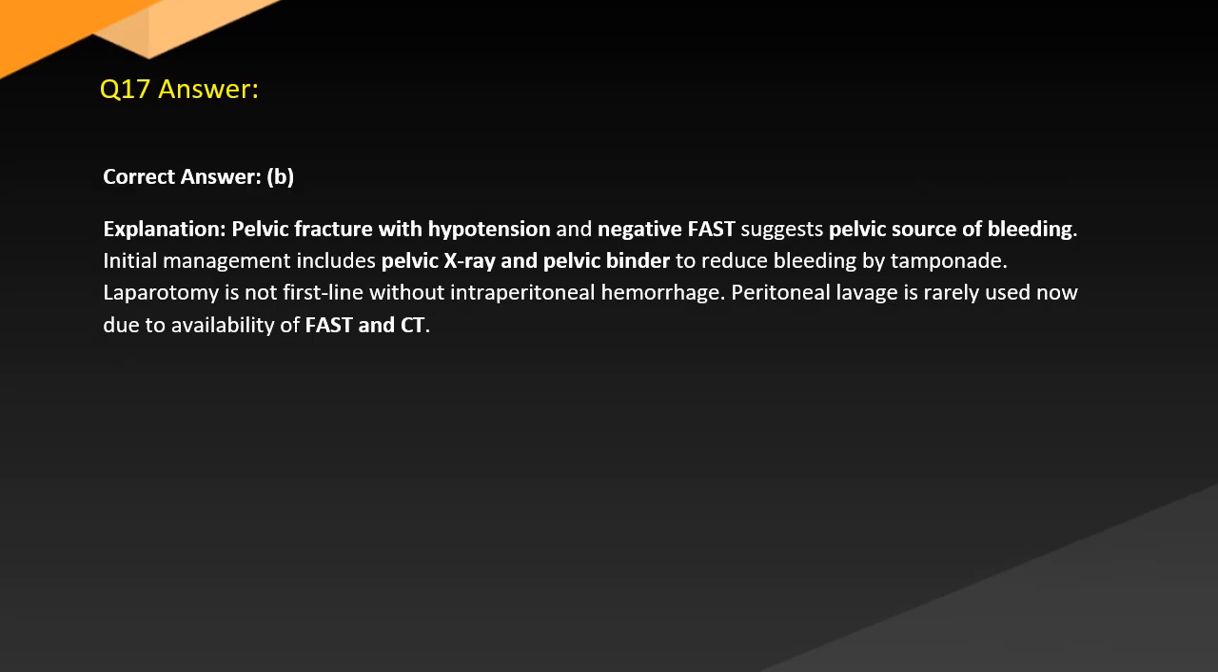Answer. Correct answer B. Explanation. Pelvic fracture with hypotension and negative FAST suggests a pelvic source of bleeding. Initial management includes pelvic X-ray and pelvic binder to reduce bleeding by tamponade. Laparotomy is not first line without intraperitoneal hemorrhage. Peritoneal lavage is rarely used now due to availability of FAST and CT.